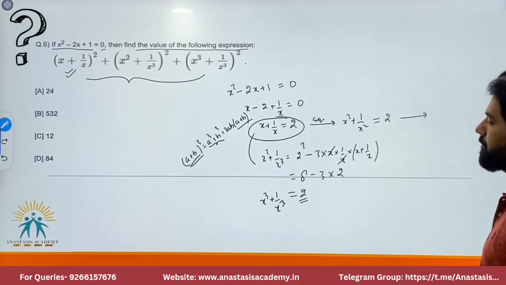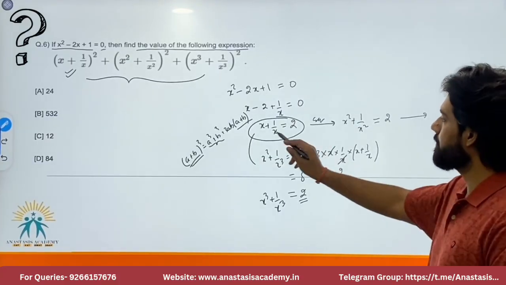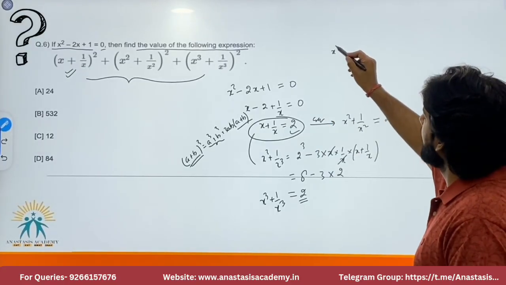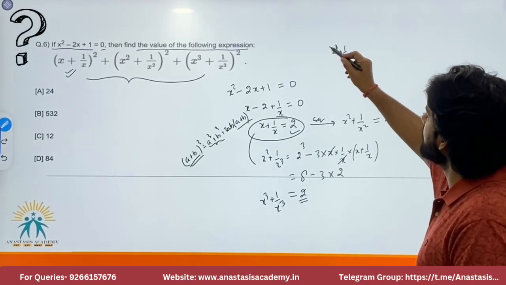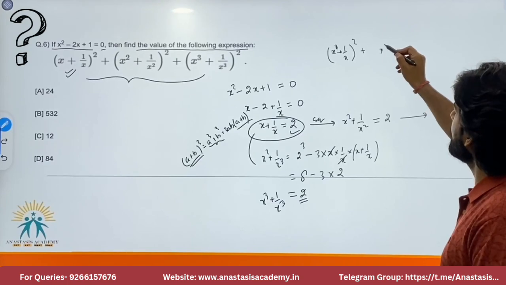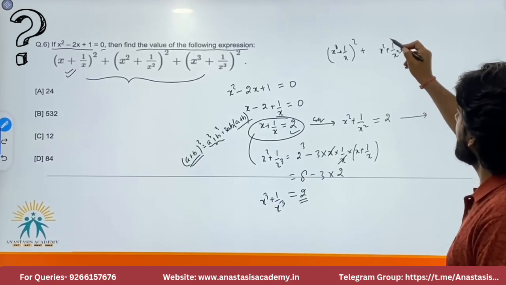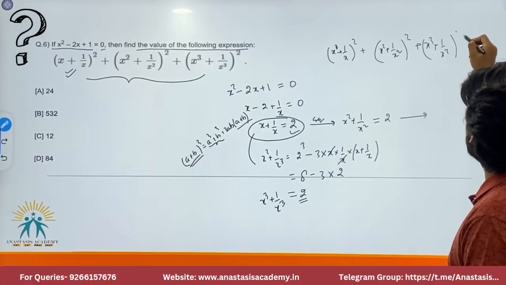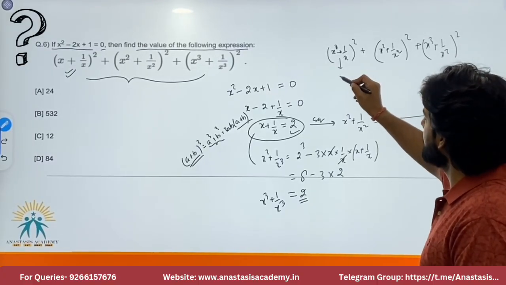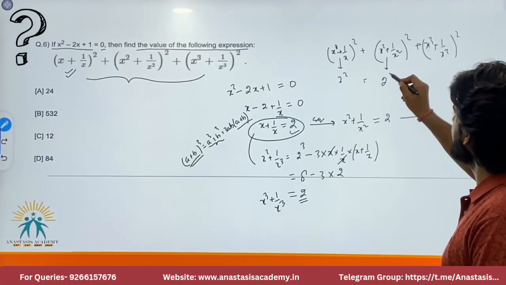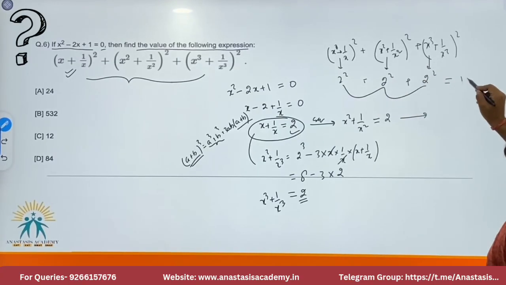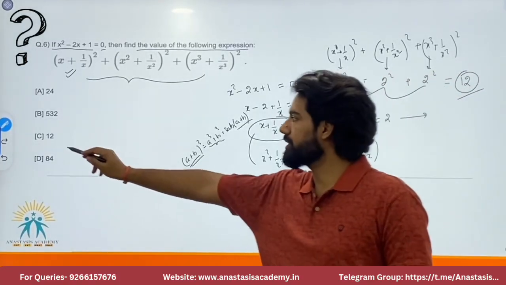So I need to find the sum of squares of these values. I know x plus 1 upon x is 2. So the square of x plus 1 upon x whole square. I need to find the value of this expression, right? x square plus 1 upon x square whole square, plus x cube plus 1 upon x cube whole square. So this is 2 square, again this is 2 square, and again this is 2 square. So 4 plus 4 plus 4. The answer is 12. So the correct answer to this question is option C.